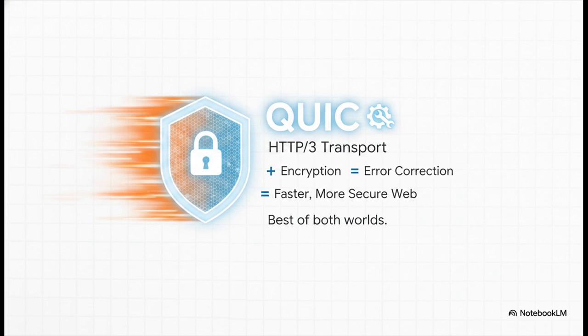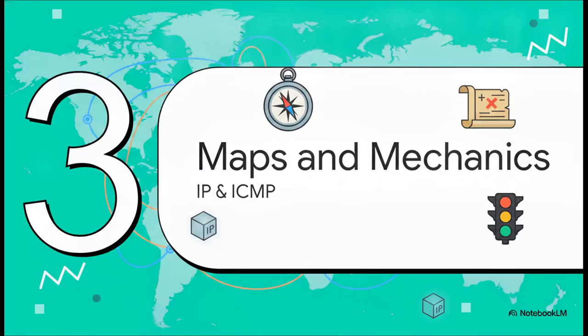It offers massive performance improvements for the modern web, meaning your favorite websites load significantly faster and way more securely, right on your phone or laptop. All right, but a courier is totally useless without an address. Let's shift our metaphor from the delivery drivers to the map makers and traffic cops, IP and ICMP.